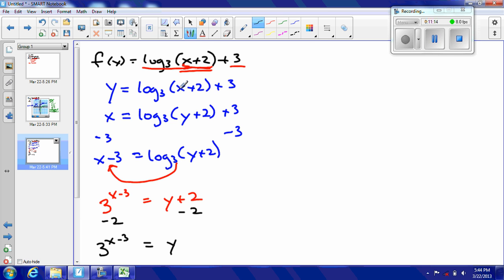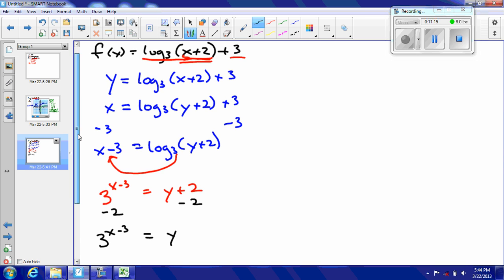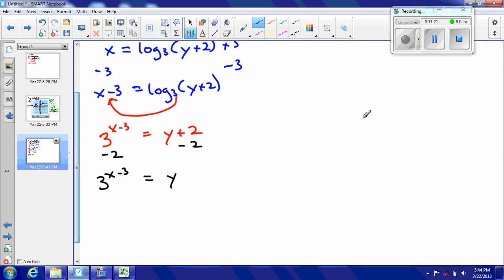Don't stop there. Don't forget that that is not the end of this equation. That's not the end of this work. What you need to have next is you need to say f inverse of x, the inverse, is equal to 3 to the x minus 3 minus 2. That is the inverse of this function.